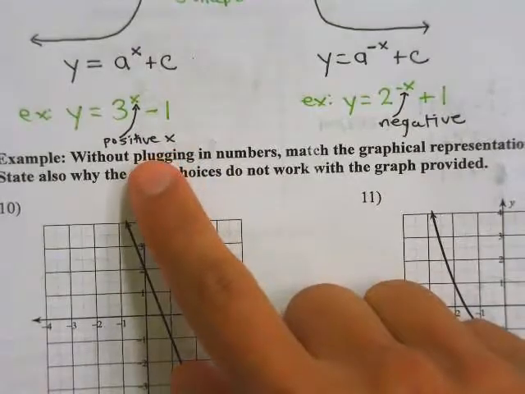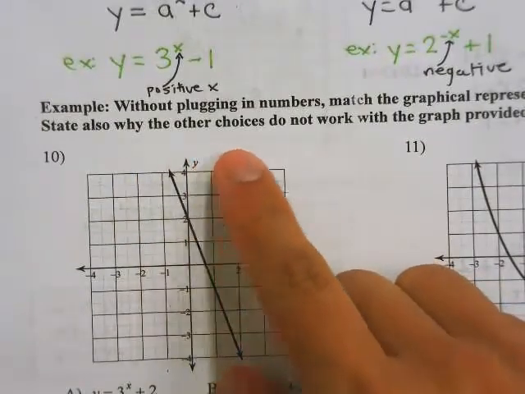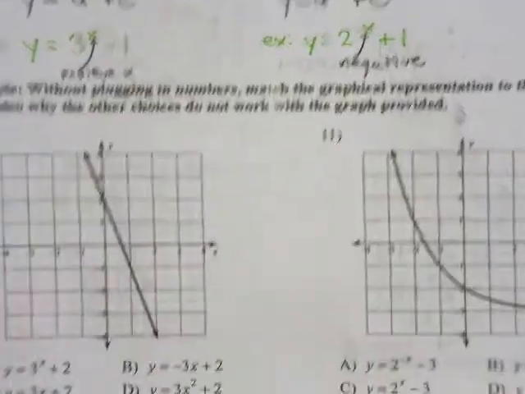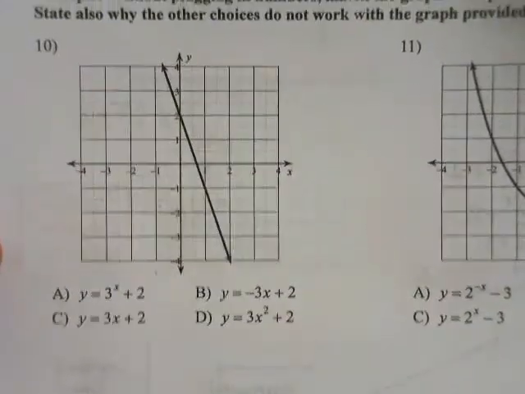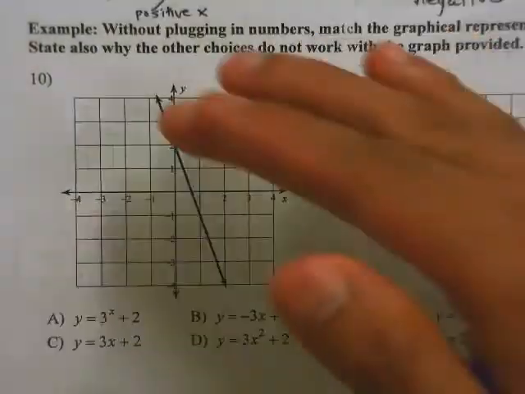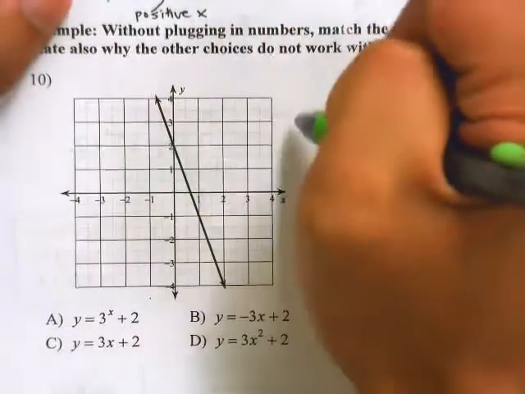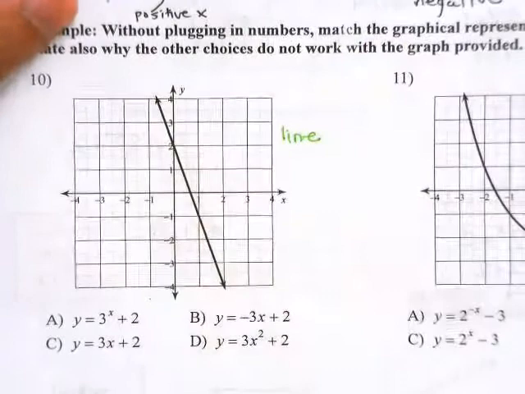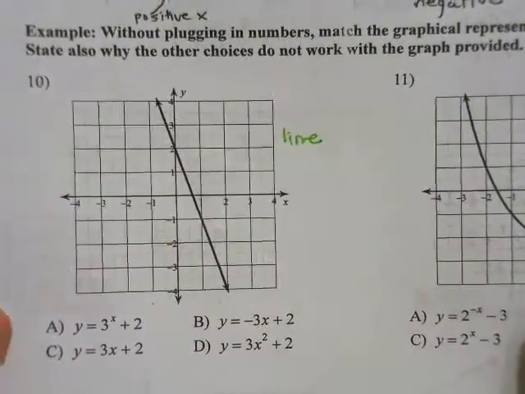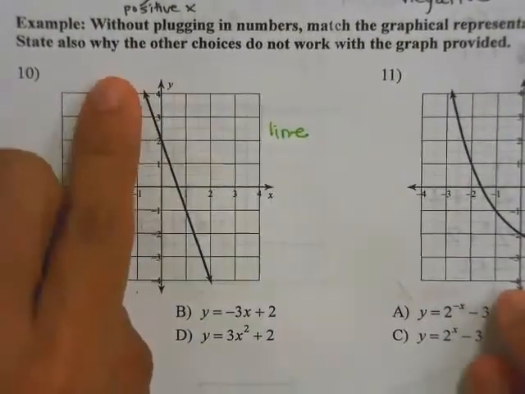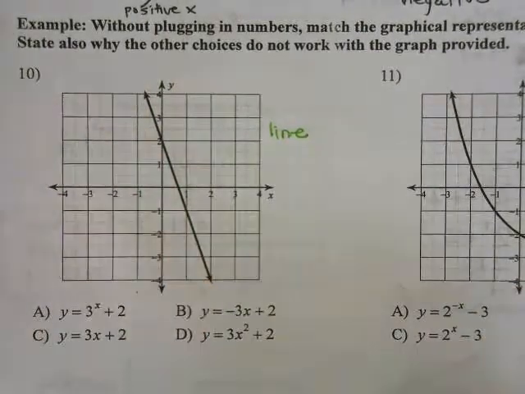So, without plugging in numbers, match the graphical representation to the equation. State also why the other choices do not work with the graph provided. Okay, so first off, you're going to either tell me if it's a line, if it's a parabola, or an exponential graph. So I hope you guys can see that this is a line, okay? So I'm just going to put that down. So it's a line. And let's be more specific. Is it increasing or decreasing? So read it from left to right. So this is a decreasing line.